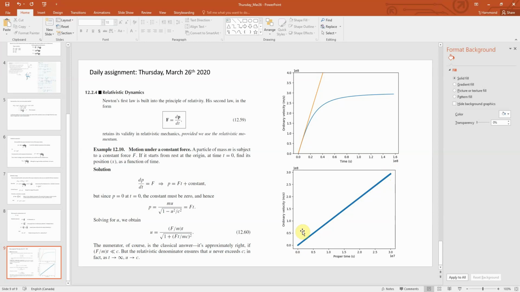Anyways, this is the daily assignment for today: for you to understand this, look at this, and see what happens as you accelerate, and show that you can't accelerate indefinitely. Well, I guess you can accelerate indefinitely, but you can't keep on increasing your velocity indefinitely because, of course, you have this upper limit of the speed of light.